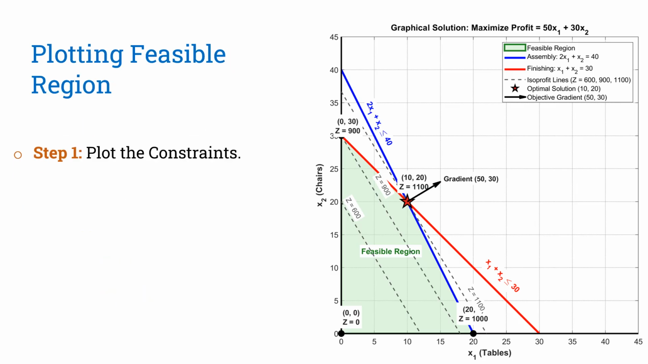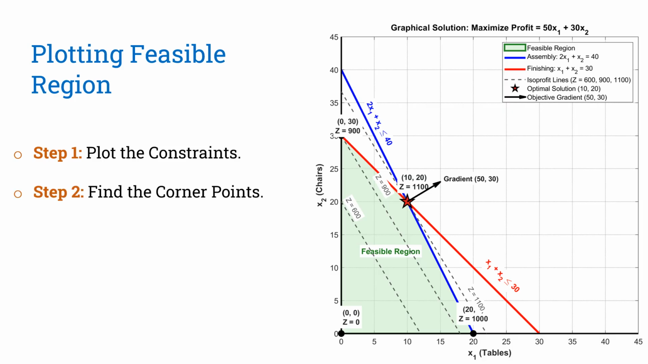Step 1. Plot the constraints. We draw our axes, x1 for tables and x2 for chairs. Since we cannot make negative furniture, we stay in the first quadrant. Next, we draw the constraint lines for assembly and finishing time. The area that satisfies all constraints simultaneously is called the feasible region. Any point inside this shape is a valid production plan.